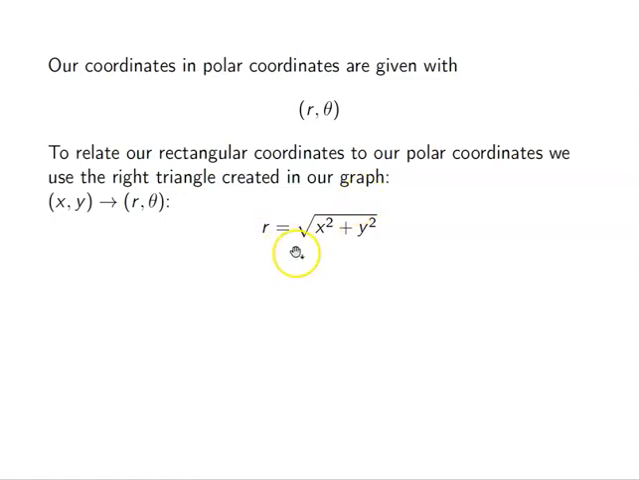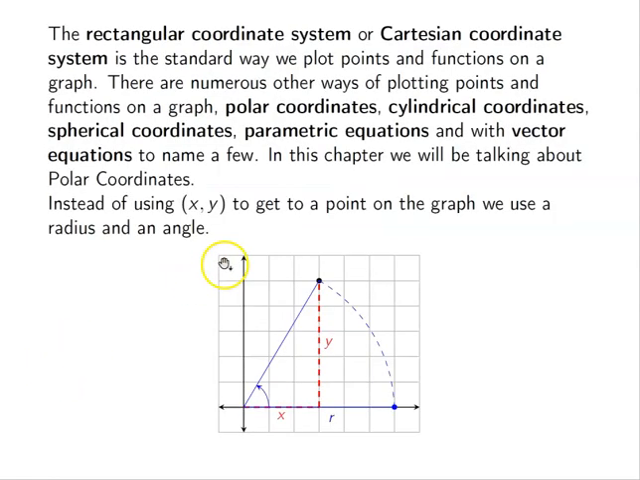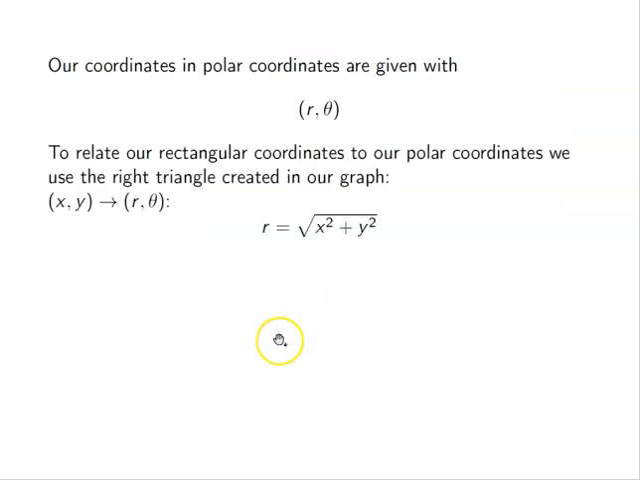So r is the same thing as the square root of x squared plus y squared. And we get that from the triangle that we have here, right? This radius of a right triangle. And so this radius, we know r squared is x squared plus y squared. So if I want just r, I square root both sides of that, and I end up with r is the square root of x squared plus y squared.